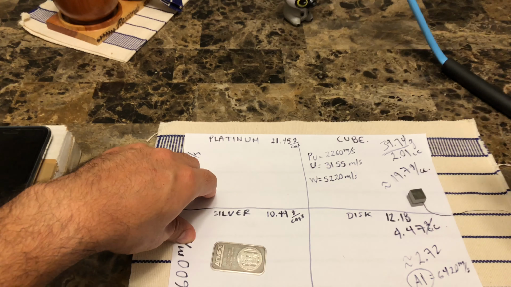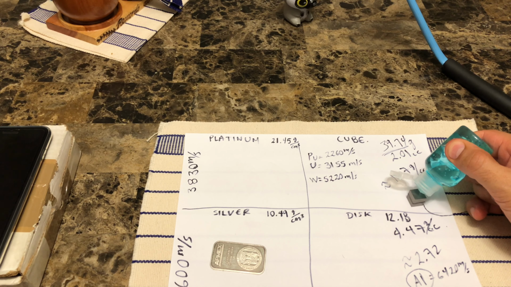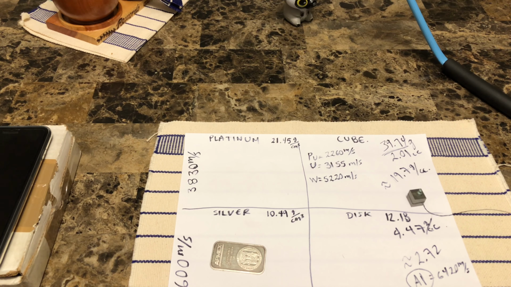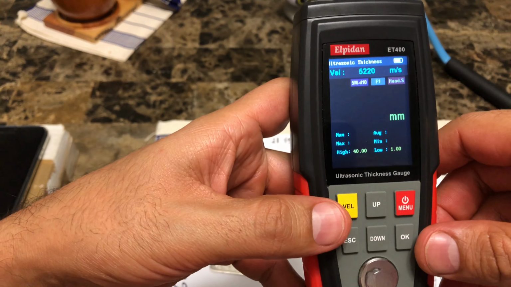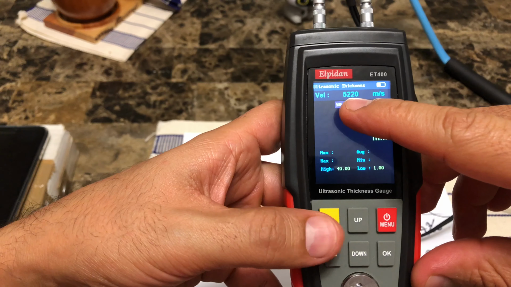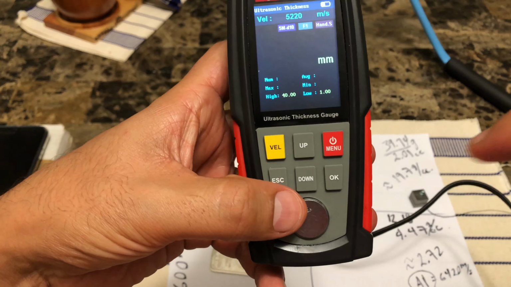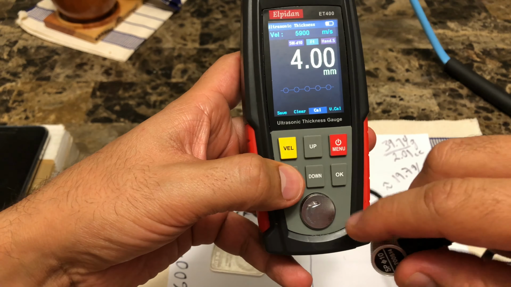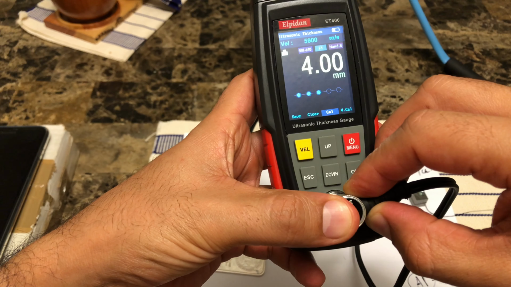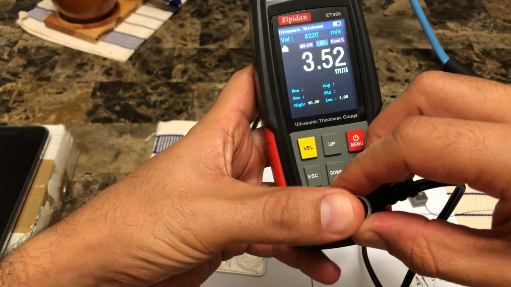So I'm gonna go ahead and put some ultrasound gel on my cube. Now I'm gonna set my probe to measure the speed of sound through tungsten, which is already done. It's about 5,220 meters per second. Now I'm gonna calibrate my probe. Hit escape, calibrate. And it's ready.